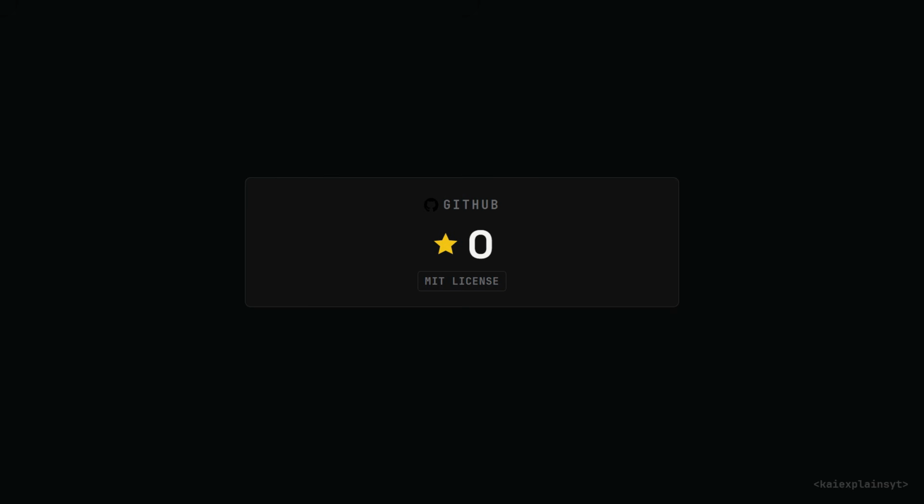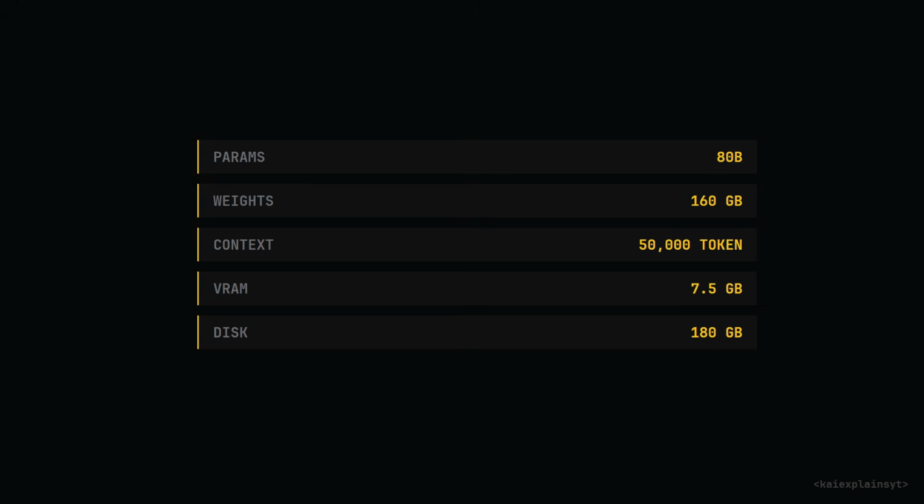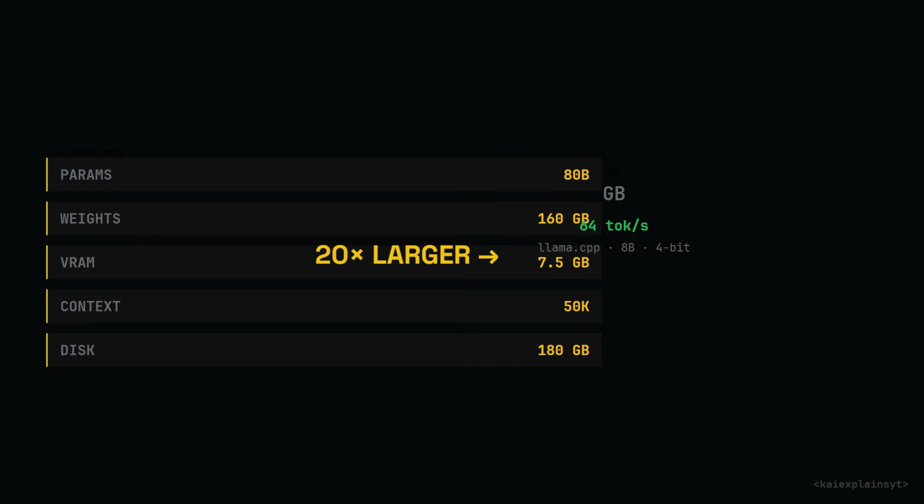The project is on GitHub, 2,700 stars, MIT licensed. The table in the README is 80 billion parameters, 160 gigabytes of weight, 50,000 tokens of context, 7.5 gigabytes of video memory, 180 gigabytes of disk. Hold that next to a standard local AI setup for a second.